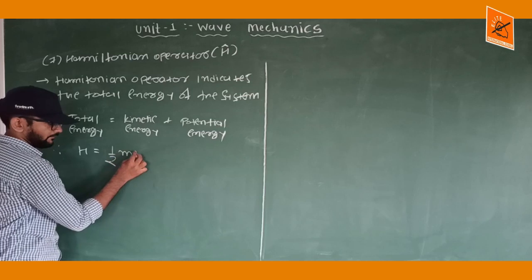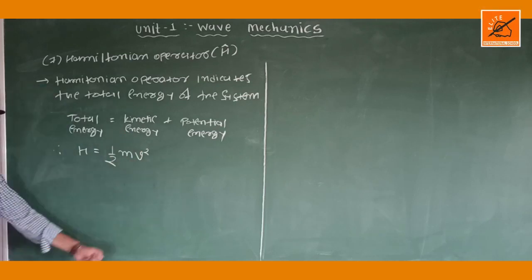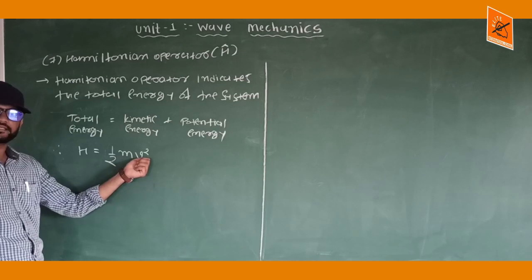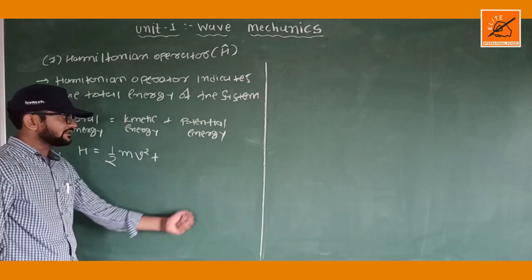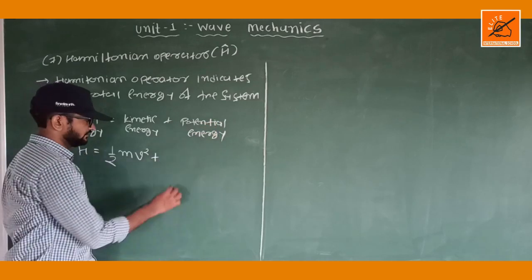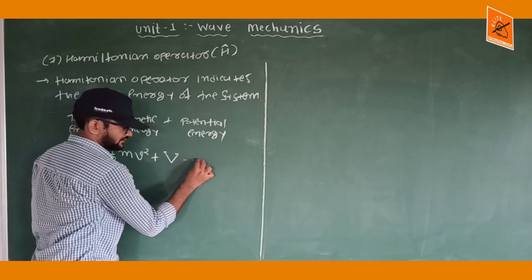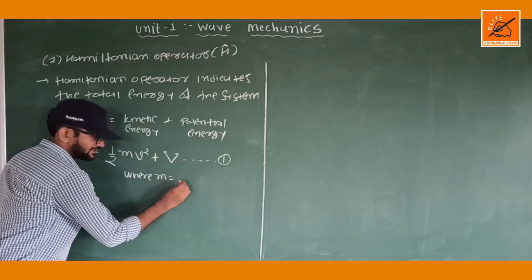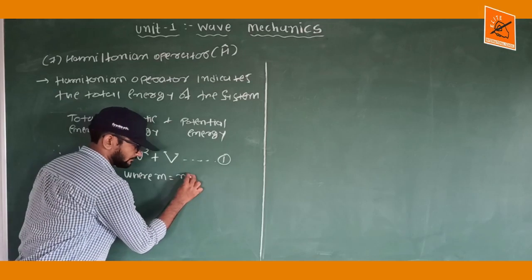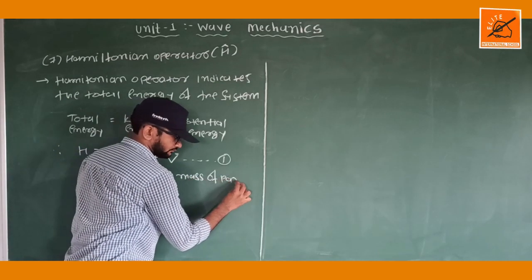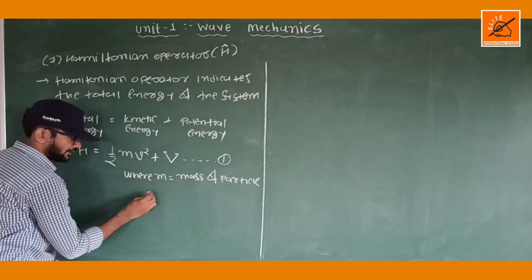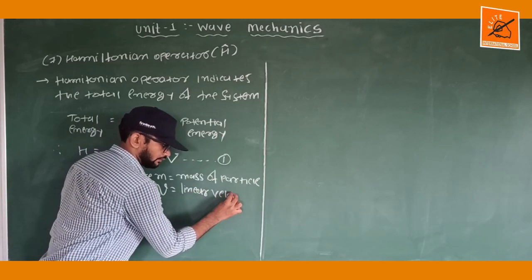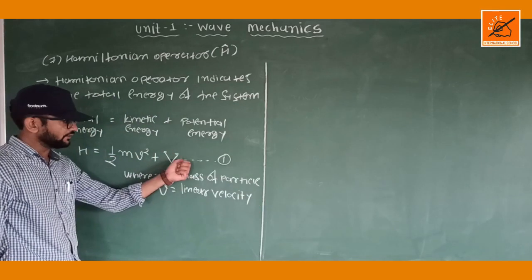Kinetic energy is equal to 1/2 mv square, where m is the mass and small v is the linear velocity, plus potential energy, which is denoted by capital V. So this is equation number 1, where small m is the mass of the particle, small v is the linear velocity, and capital V is the potential energy.